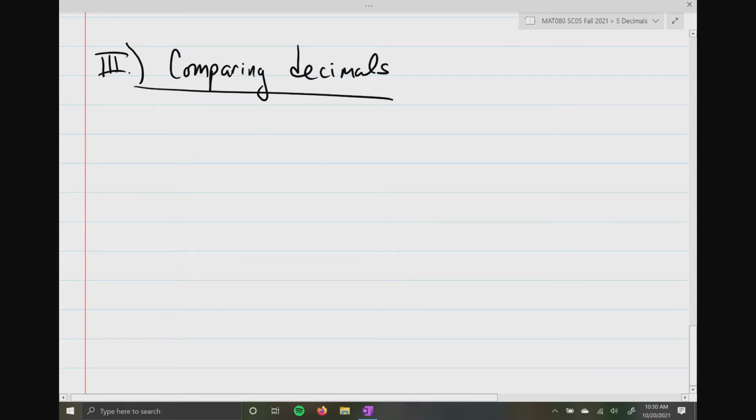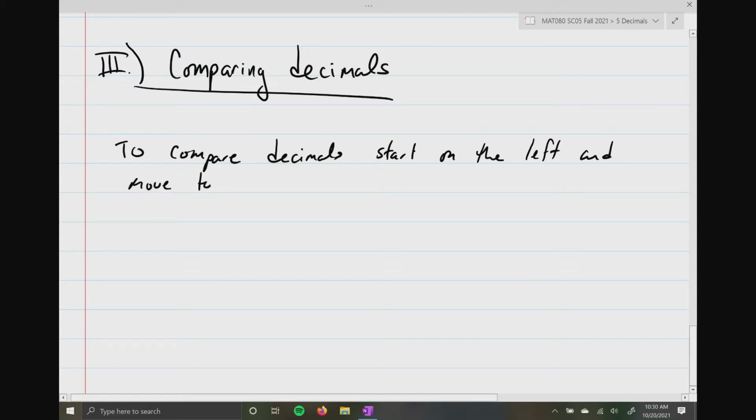So the third thing is going to be comparing decimals, and that's really easy. Okay? So to compare decimals, we're going to start on the left and move to the right. So I think if I show you an example that'll make more sense.